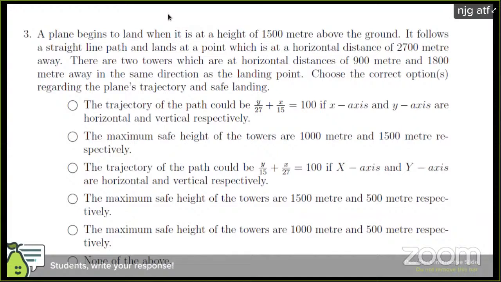Okay, you guys just do this problem. I will be back in just 2 minutes. Okay, sir.